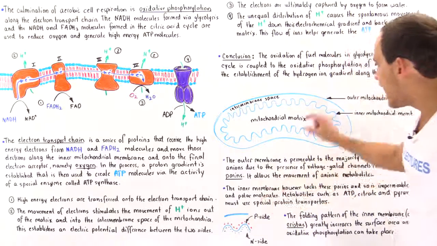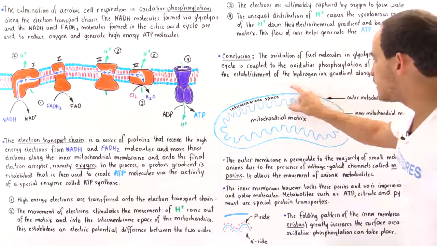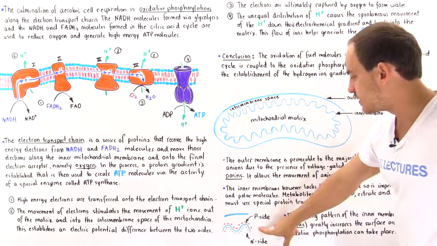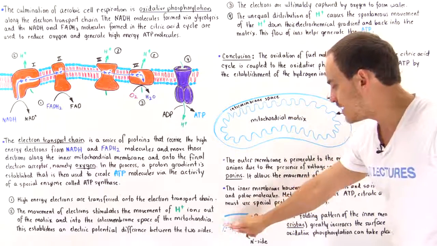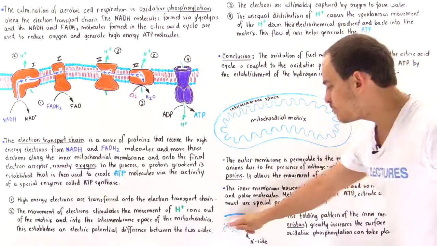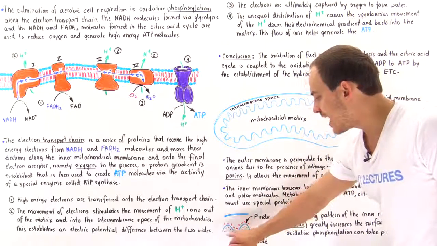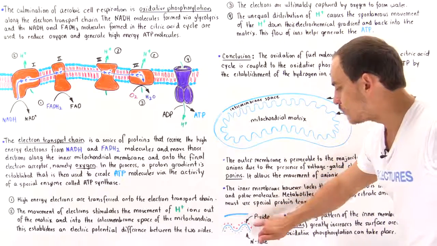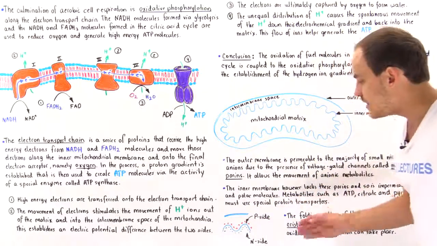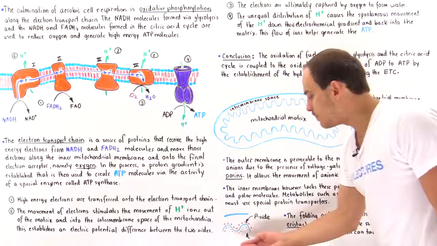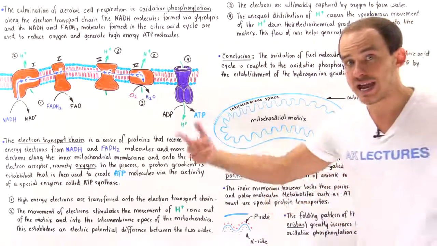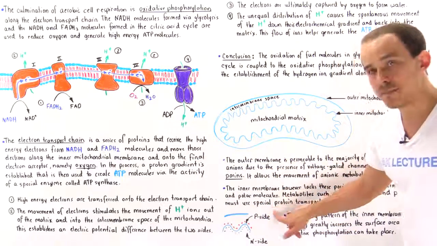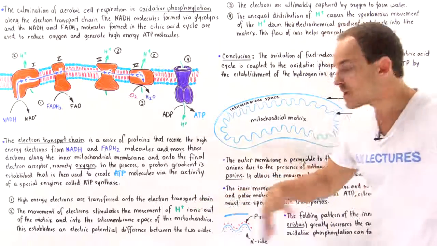Now, if we take a small section of this region here, this is what we're going to get. So this is the outer and the inner membrane. Now the inner membrane, on the matrix side, we have a negative charge. On the intermembrane space side, we have a positive charge. And that's why this side of the membrane is called the N side, N for negative, and this side is called the P side, P for positive.